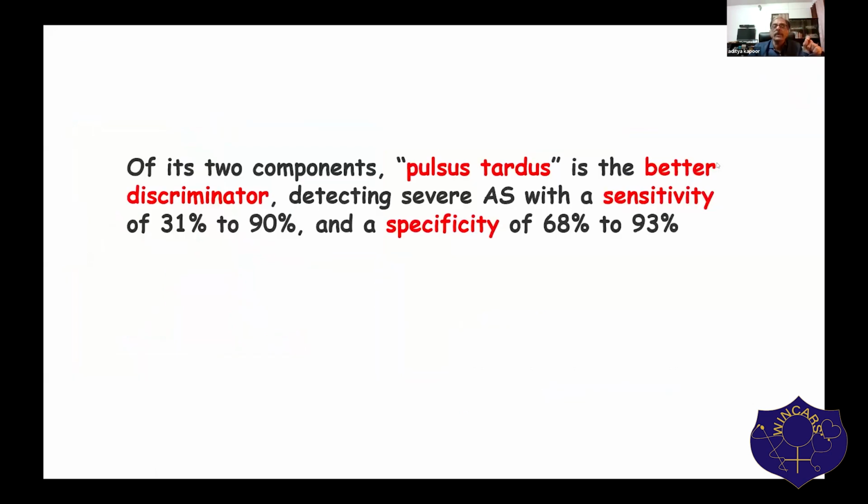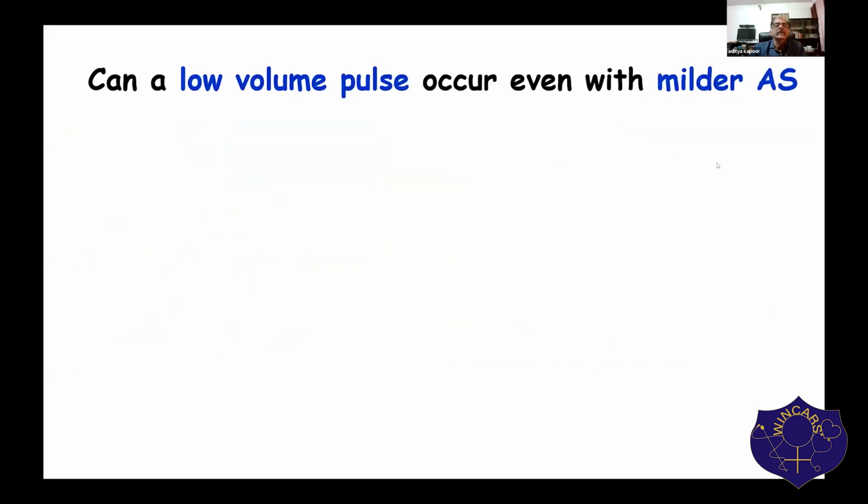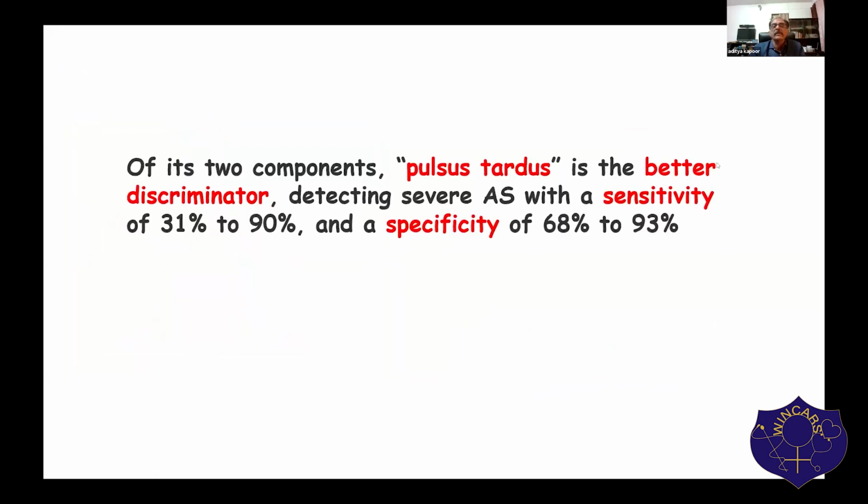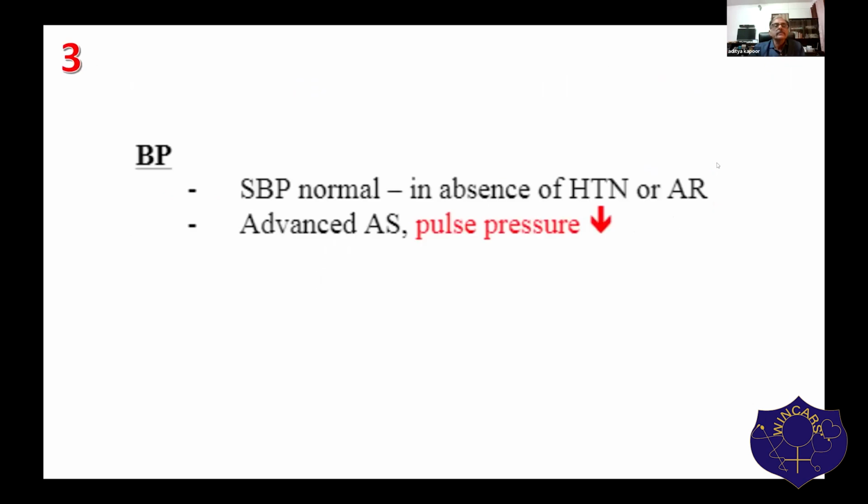Out of the two components, tardus is the better discriminator, not parvus, right? A low volume pulse can even occur with milder aortic stenosis: reduced ejection fraction, hypovolemia, and mitral stenosis. So these are the overriders that a low volume pulse can even occur with milder AS. So that is why tardus is a better discriminator than parvus. The third sign, of course, we know, systolic decapitation. Not many people believe that, but for advanced aortic stenosis, the pulse pressure narrows.